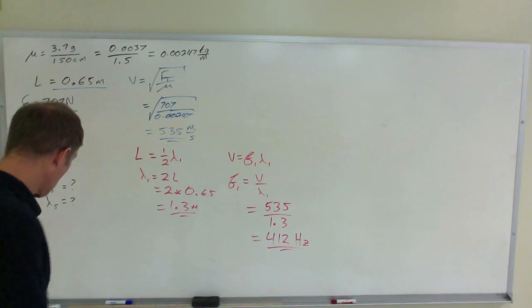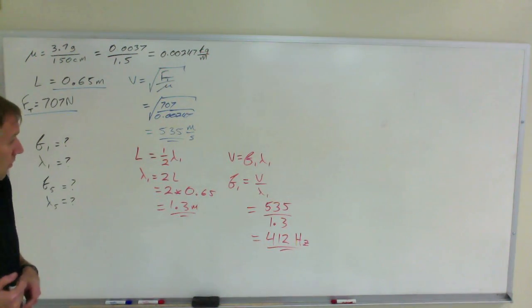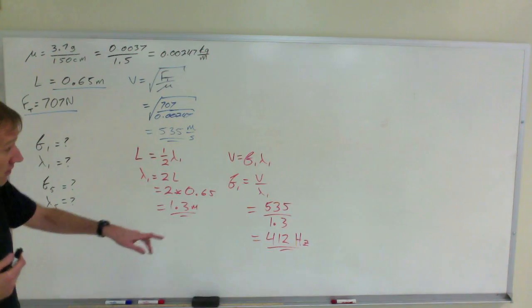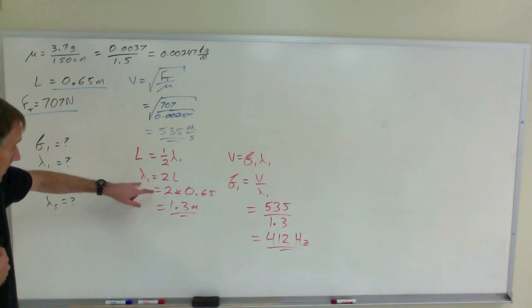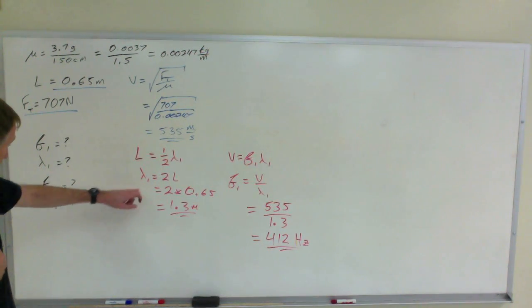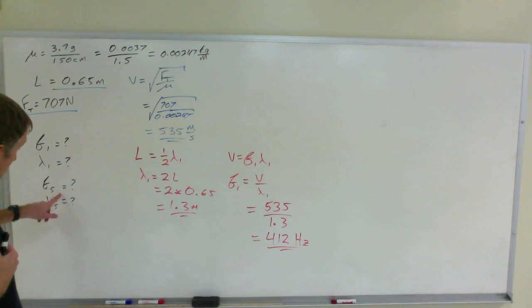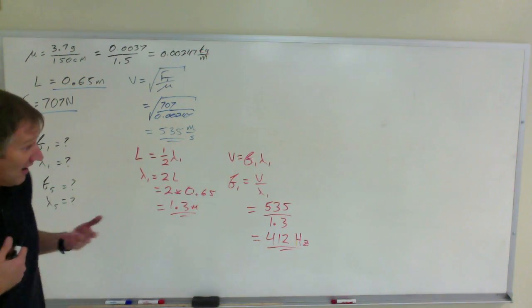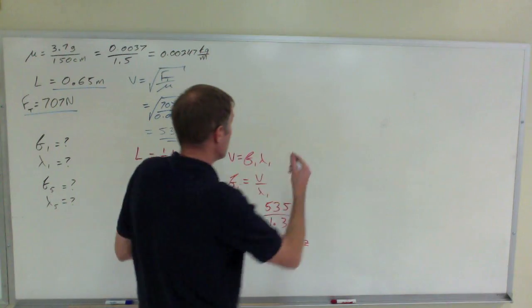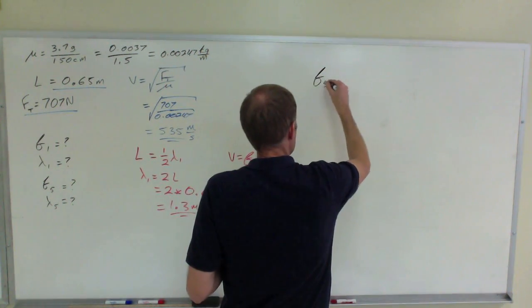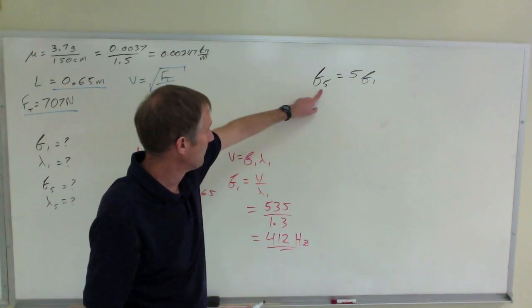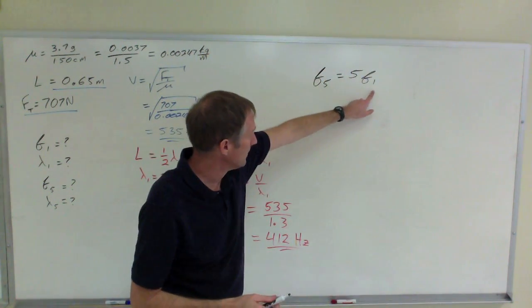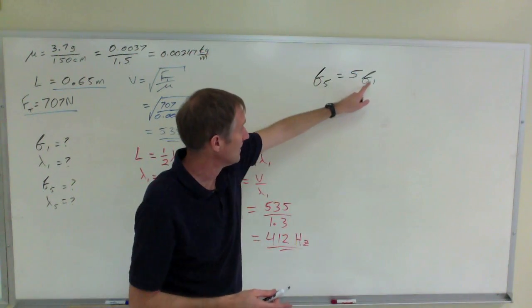Now, what about the fifth harmonic? There are two ways to do this. You can find the wavelength first and then find the frequency, or find the frequency first and then find the wavelength. I'm going to find the frequency first. It's easy. To find f5, just multiply 5 times f1. Remember that the frequency of the fifth harmonic is 5 times the fundamental. The frequency of the nth harmonic is n times the fundamental.